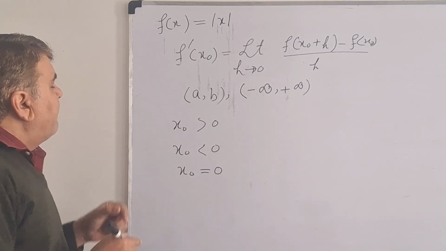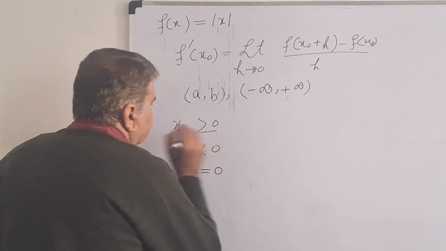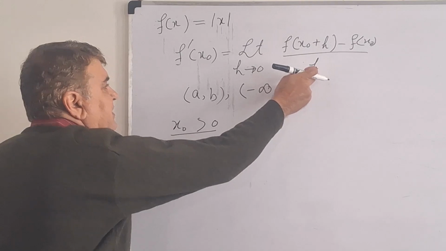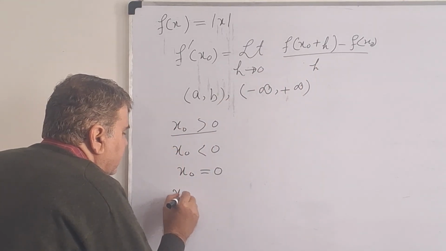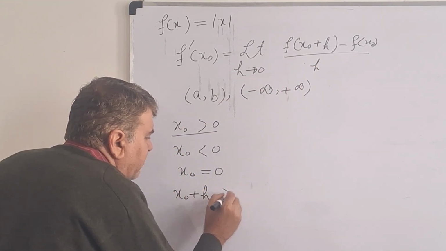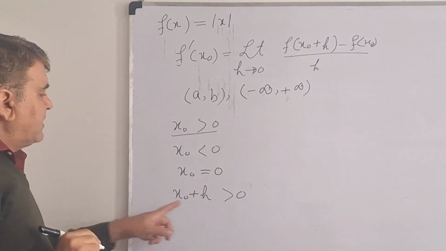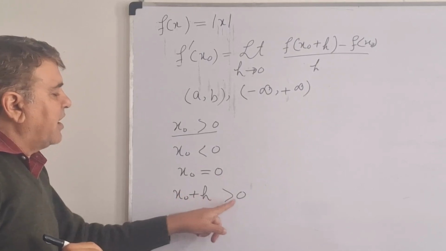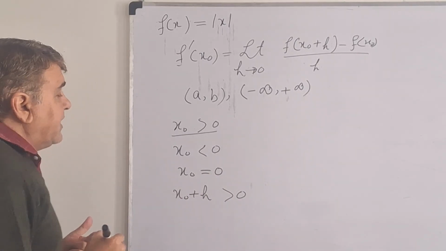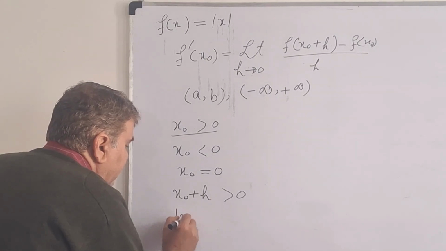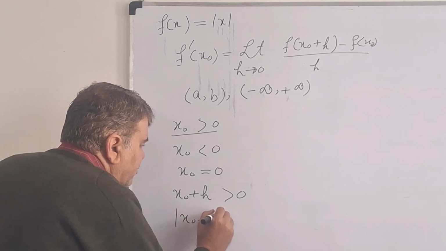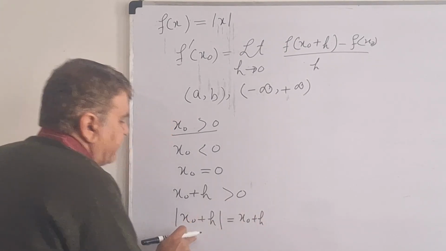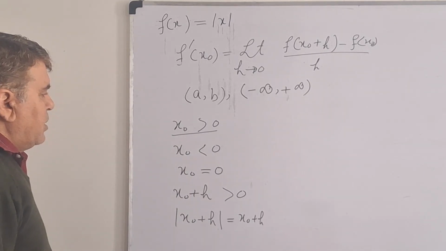We'll try to explain the non-differentiability of the function from this example. So first I consider the case x naught greater than 0. Then I can choose h very, very small such that x naught plus h also remains greater than 0. And when that's the case, remember we would set mod of x naught plus h equals x naught plus h. That's from the definition of modulus.